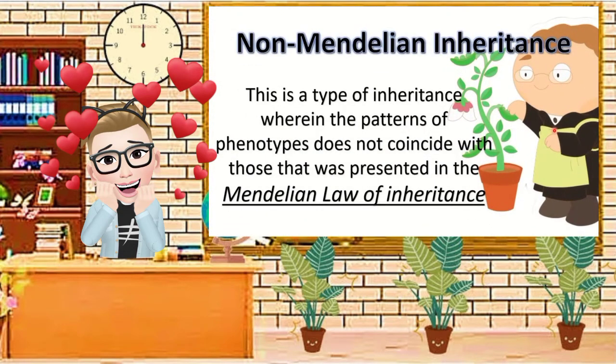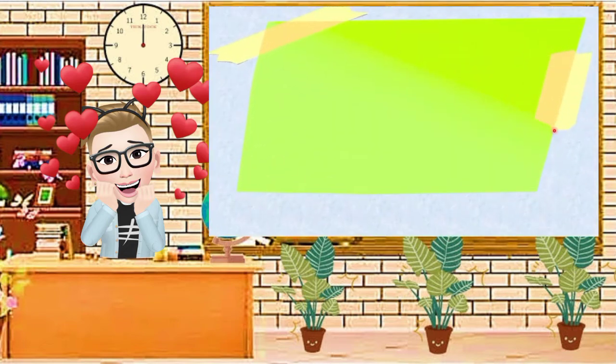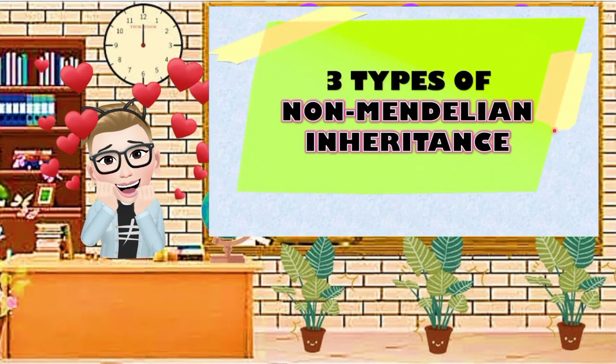Non-Mendelian inheritance. This is a type of inheritance wherein the patterns of phenotypes do not coincide with those that were presented in Mendelian law of inheritance, which is our lesson for today. The 3 types of non-Mendelian inheritance. Let's have the first one.